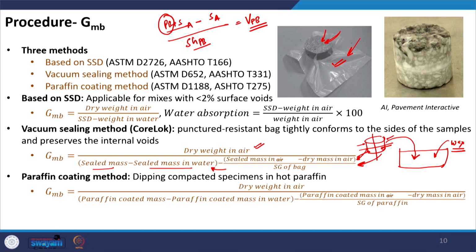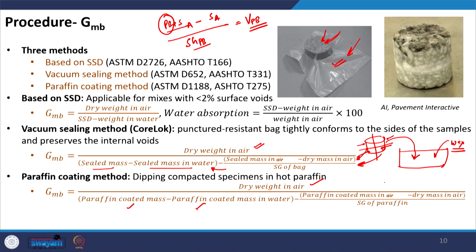And then the calculation is similar to what we did in the CoreLok method. First we take the dry weight in air, then we have the paraffin-coated mass minus the paraffin-coated mass inside water, and then we have to deduct the volume of the paraffin coating.